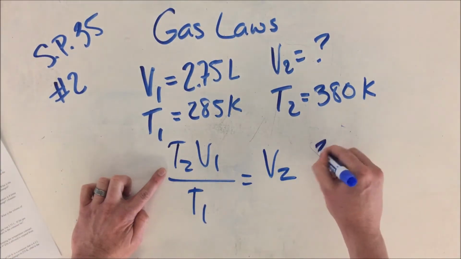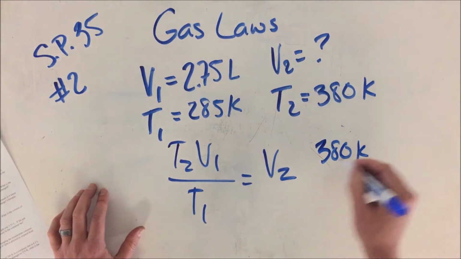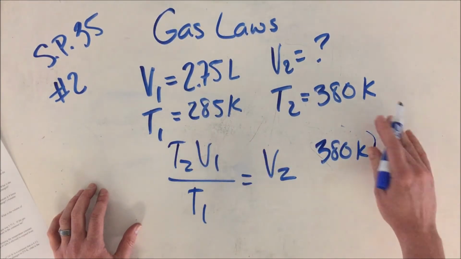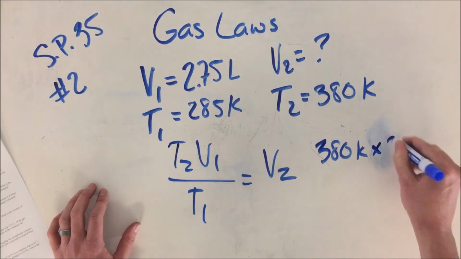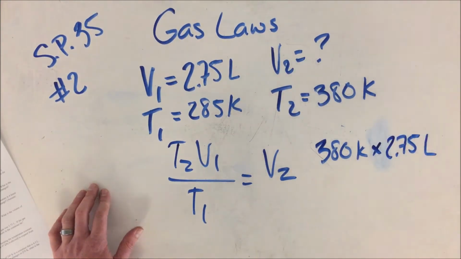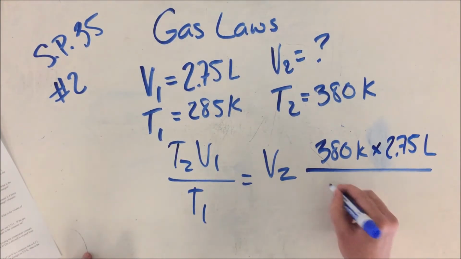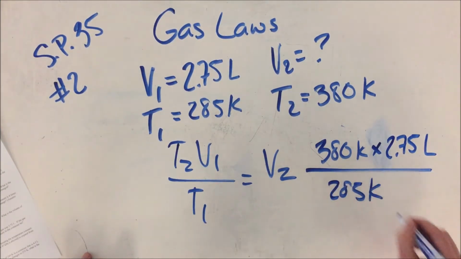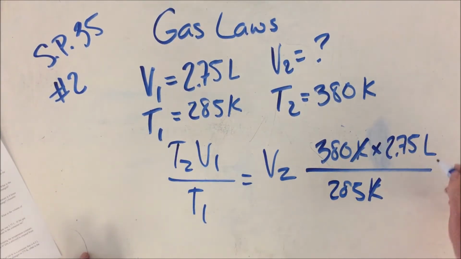Well, T2, 380 Kelvin, times V1, that's messy, 2.75 liters, divided by T1, 285 degrees Kelvin. Now the best thing about this is look at the units that cancel out. Kelvin cancels out with Kelvin, leaving us with liters, which is a unit of volume.